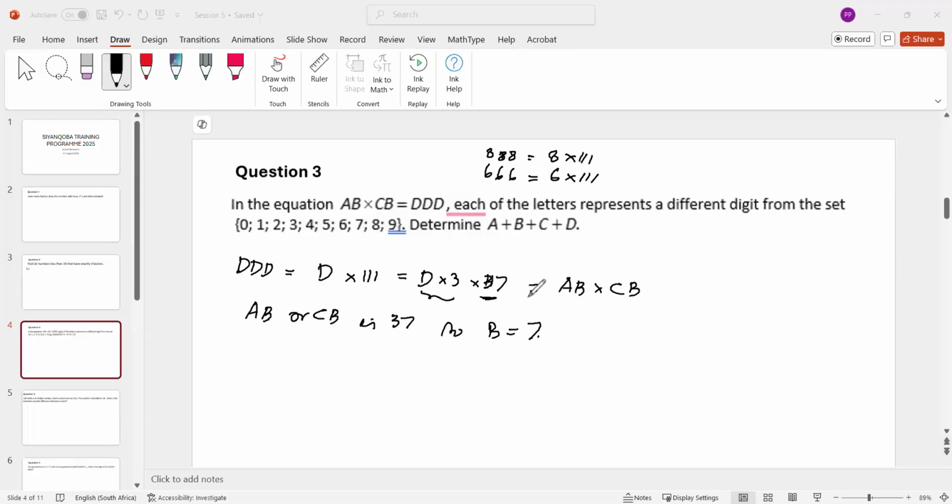Now, once you've got B is 7, you've got one of these factors is 37. Now the other one, so D times 3 ends in 7, because the other factor ends in 7 also, ends in B.